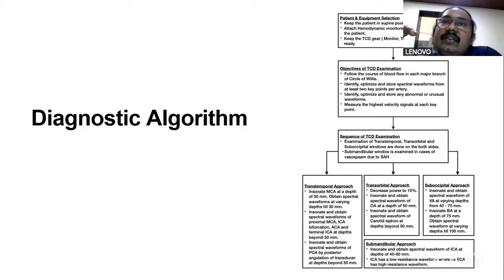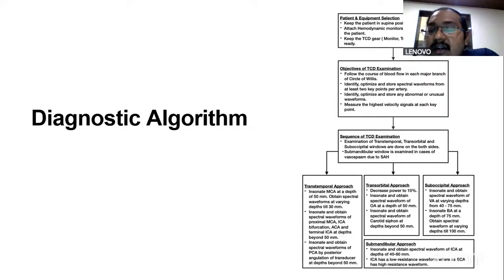Once we are done with the anterior circulation, we can probe at depths beyond 50 mm and insonate the posterior cerebral arteries. So this is how transtemporal is done. The idea is to start at a depth of 50 mm, go up to 30 mm, and cover the MCA, starting with the proximal branches and then the distal branches. Then you go deeper to 50 mm, where your terminal ICA and ACA lie, and you measure them. Once these are done, you can look ahead for the posterior cerebral artery.